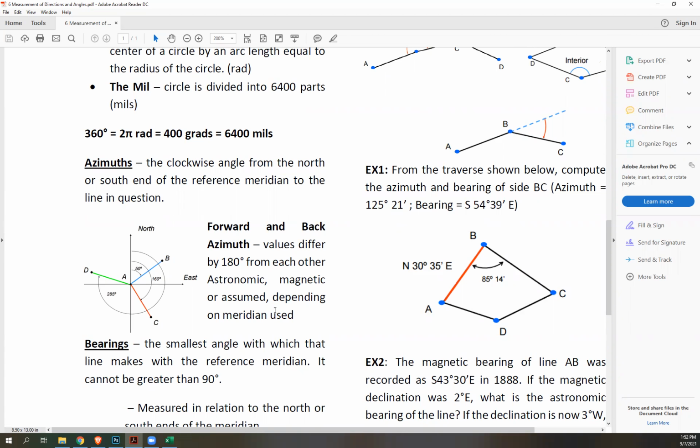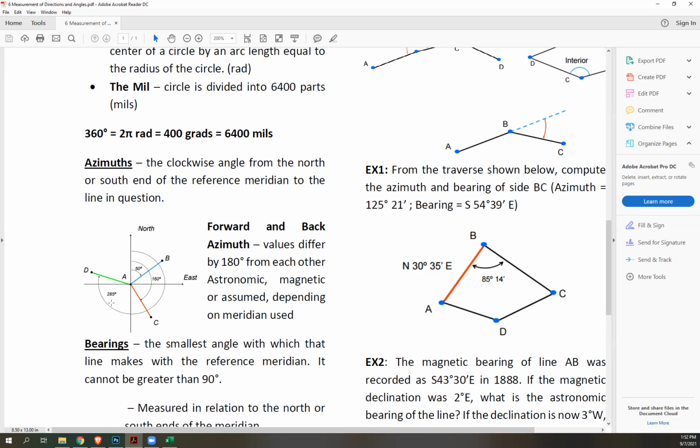For example, on the drawing to the left, for our class, moving forward, our forward azimuth will always be from the north line. So for example, for line B, forward azimuth is 50 degrees. Again, our reference is the north line. Forward azimuth of line C is 160 degrees. Forward azimuth of line D is 285 degrees.